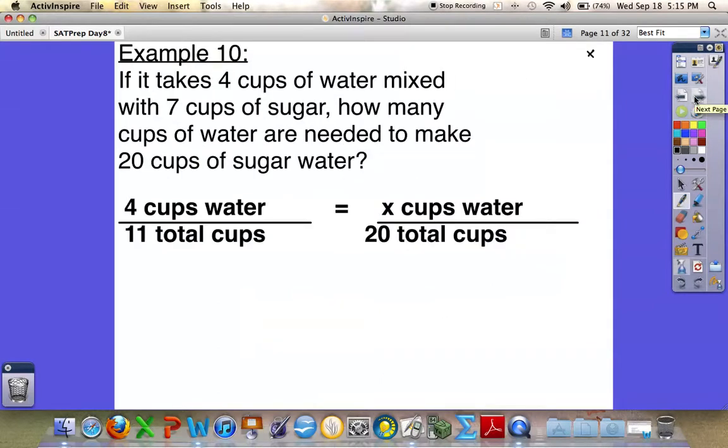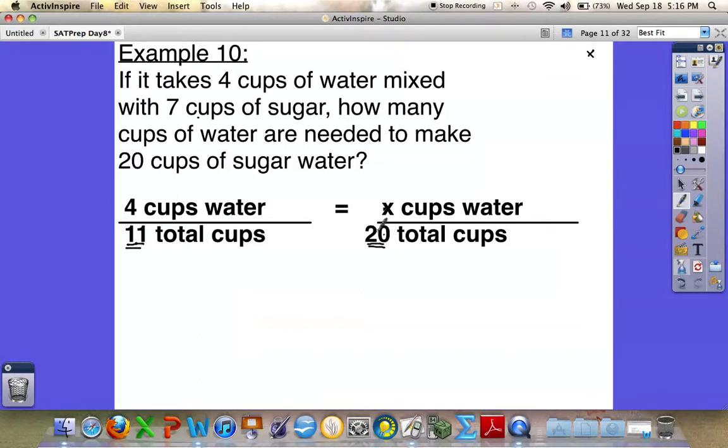Okay, there's one problem that I want you to focus on. When it says it takes 4 cups of water mixed with 7 cups of sugar to make a sugar water solution, what they're talking about is total cups. The total cups are 7 plus 4 or 11. So the parts water to the parts total are 4 to 11 for the main mixture. So the question is, how much water would you need for 20 sugar water cups?